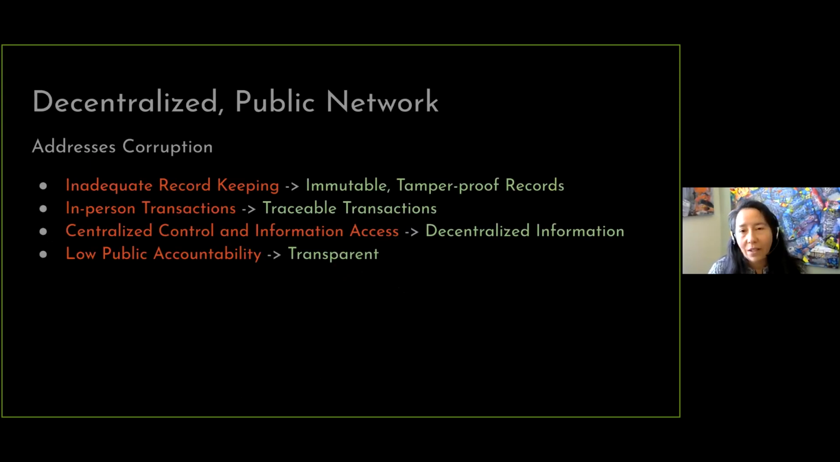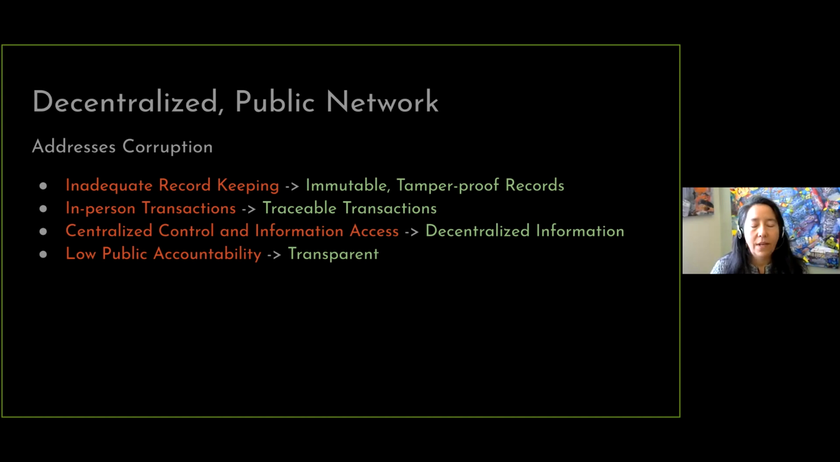You can put this blockchain in a private situation, or you can put it in a public situation. In a public decentralized network is really where you're getting the full aspects of it. For instance, you could address corruption. There's inaccurate record keeping, right? If you use the blockchain, you could place immutable, tamper-proof records out there. And there are a lot of in-person transactions happening. By placing these on the blockchain, suddenly they're traceable and you can see them.